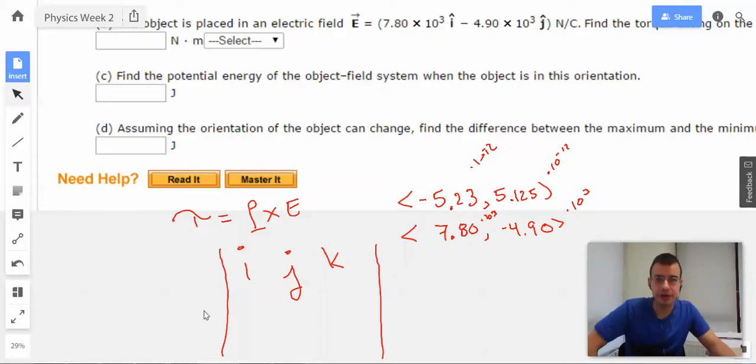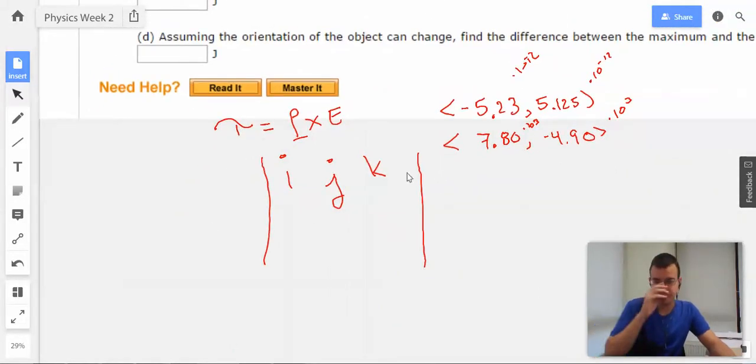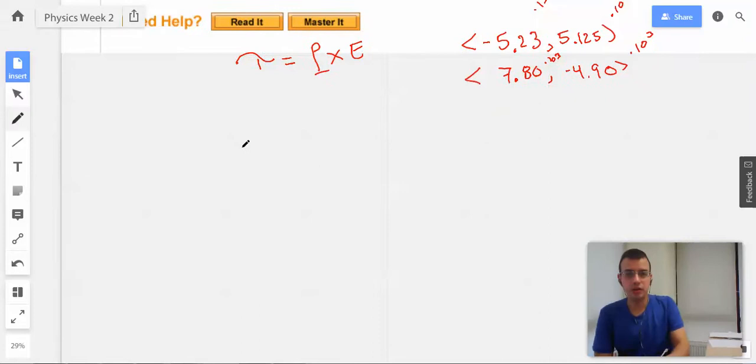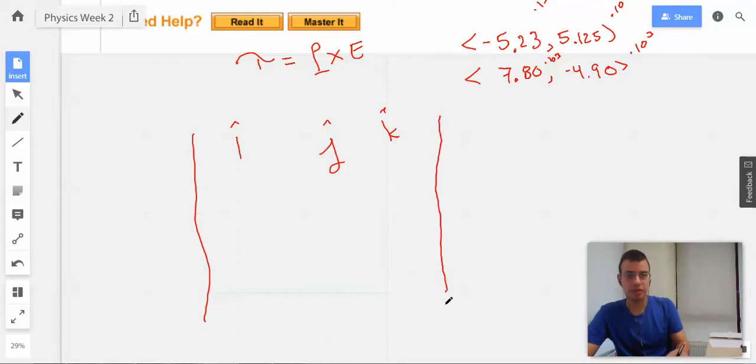7.8, negative 4.9. All right. So the way we're going to do this, I think I can make a better determinant than that. I, J, and K. Hat, hat, hat. So if you don't know how to take the cross product of vectors using the determinant, find a YouTube video. Do determinant, vectors, cross product of two vectors. Now that'll give you an idea where to go.